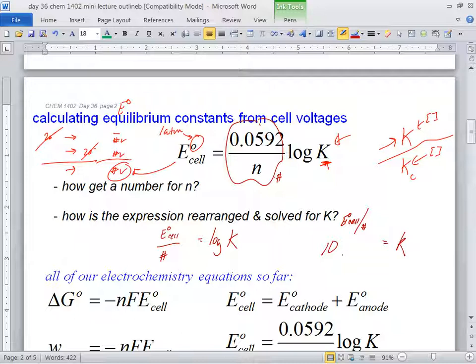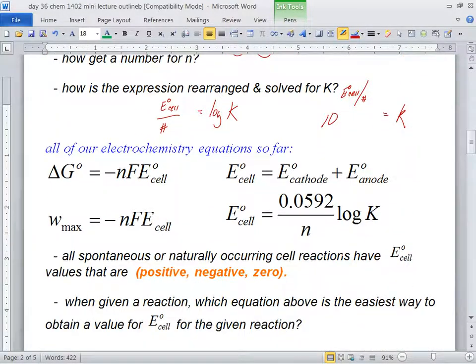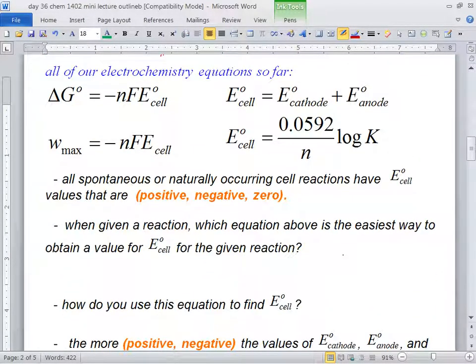Okay? So that's how, and we'll be doing that. We'll have some time to practice that. But here's all the equations that we have so far. We've got 4 of them. Now we need to do a little review here, Kenneth. All spontaneous or naturally occurring cell reactions have E0 cell values that are positive, negative, or 0.